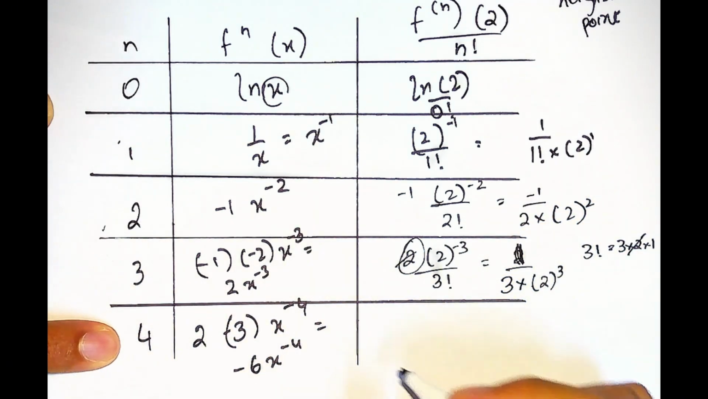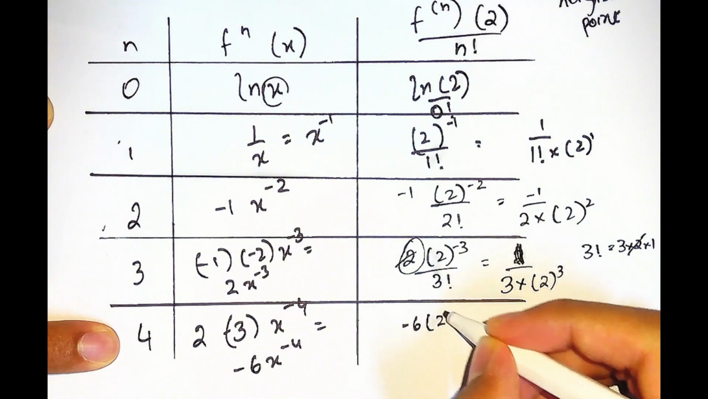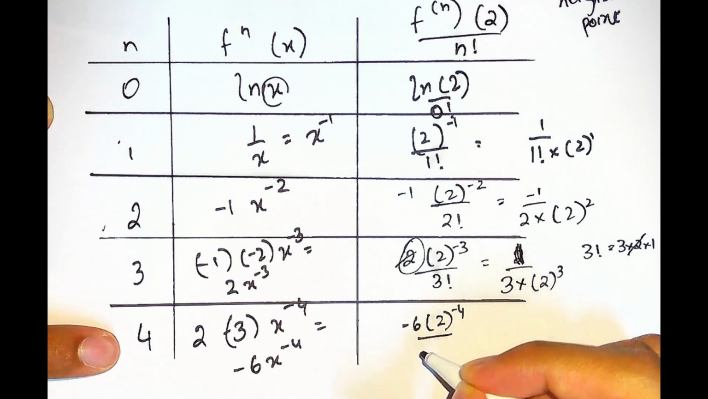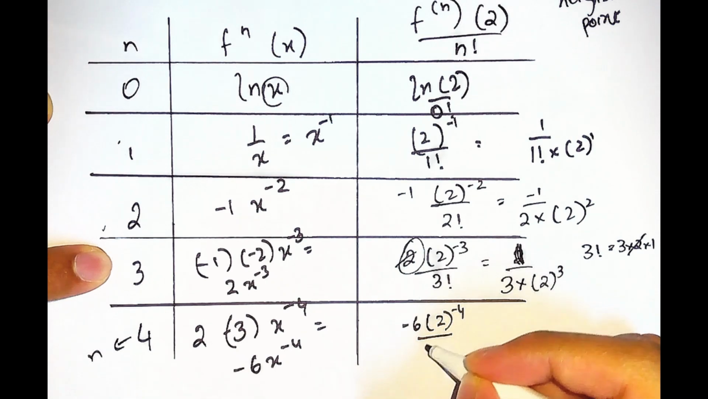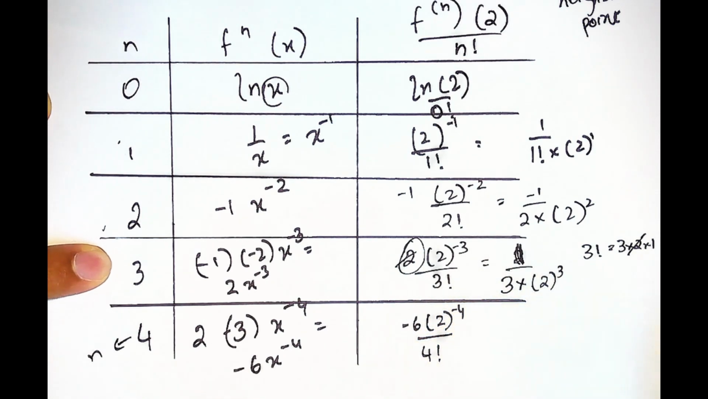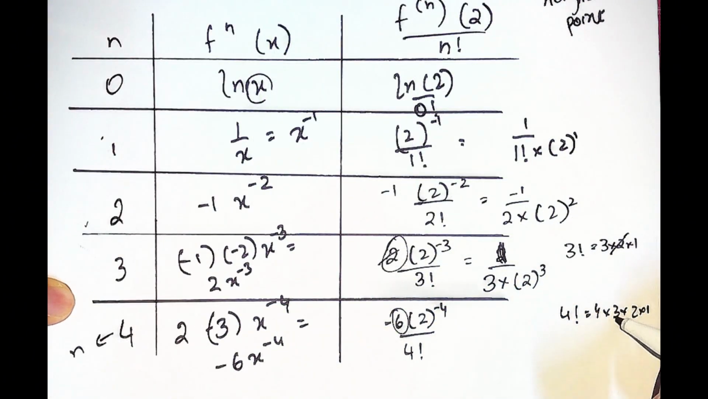And for the fourth and the final term, we have negative 6. X power negative 4 can be written as 2 power negative 4, divided by the nth factorial. N is 4, so we have 4 factorial. Now 4 factorial is actually equal to 4 times 3 times 2 times 1. So if you see, we have 6 right over here, since 3 multiplied by 2 is 6. So these will be cancelled and we will be left with 4 multiplied by 1 gives us 4.